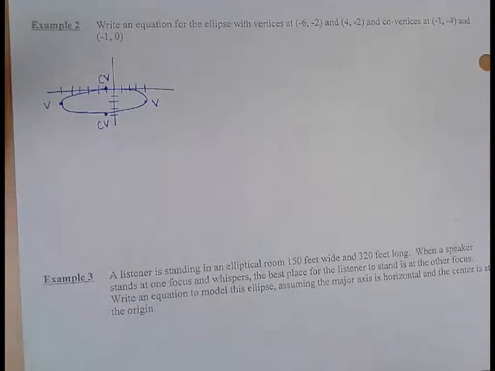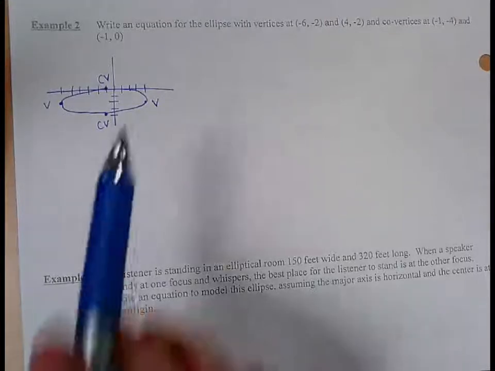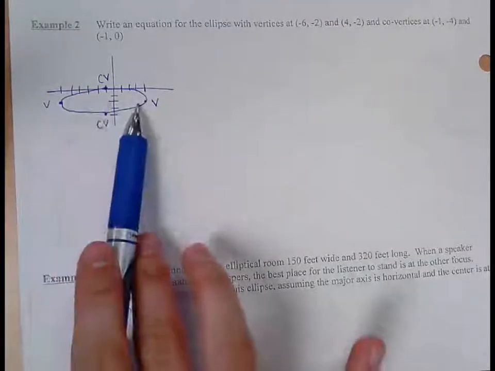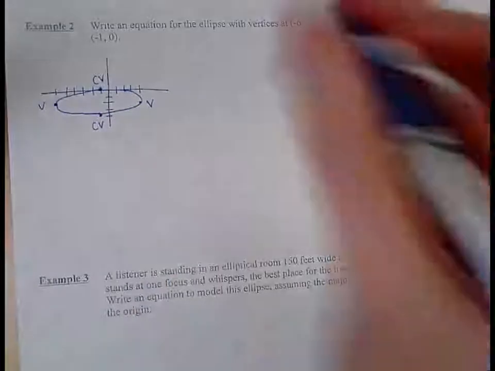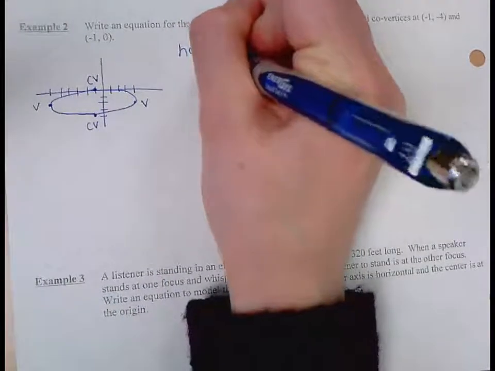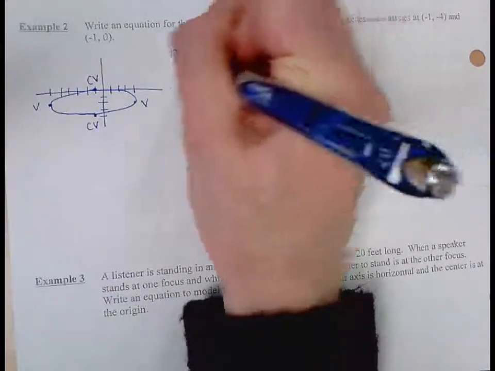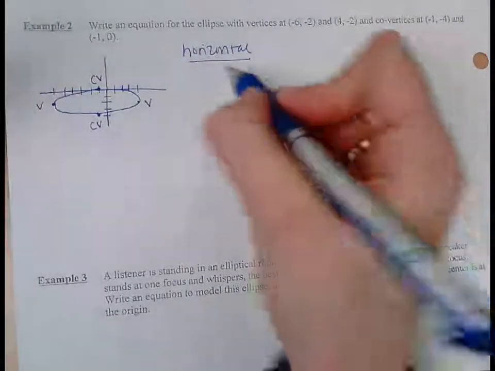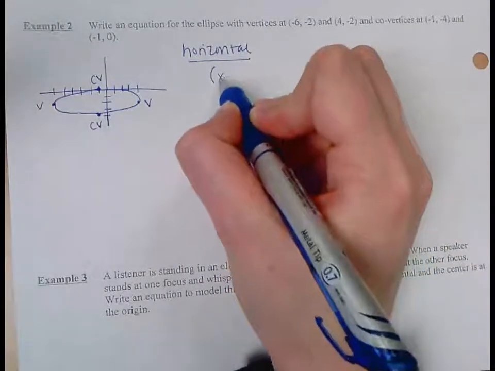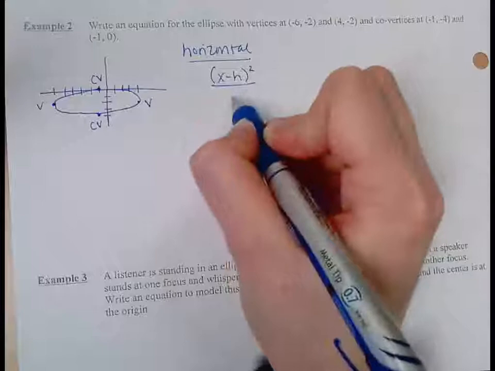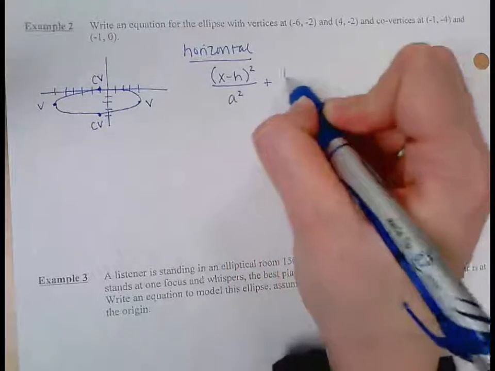After sketching that out, would you say this ellipse is horizontal or vertical? Horizontal. It's definitely longer. There's a greater distance between the vertices than there is between the co-vertices. So we have a horizontal ellipse. That means I'm going to write down the standard form. If it's horizontal, the a squared is underneath the x.